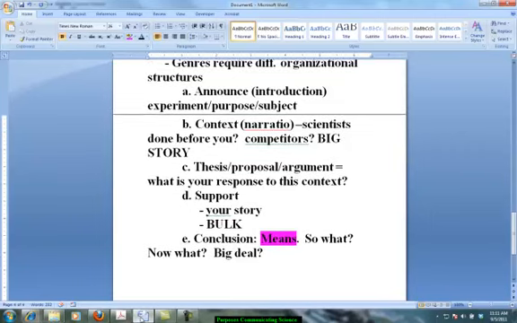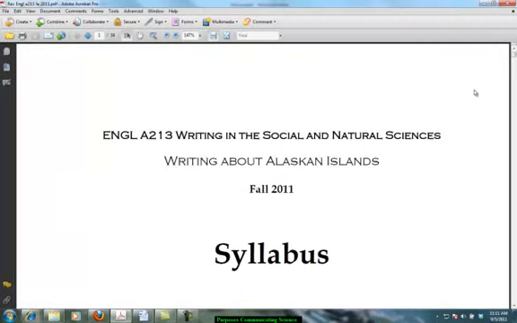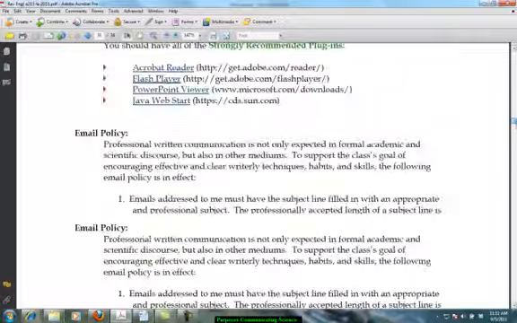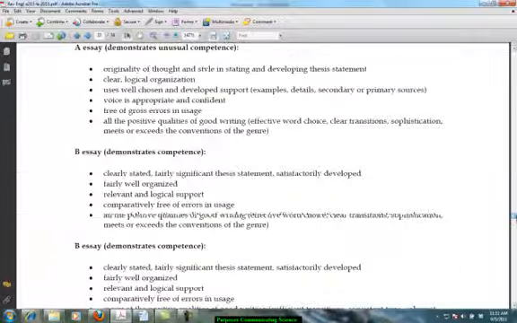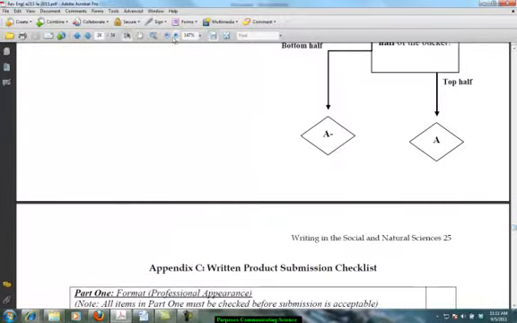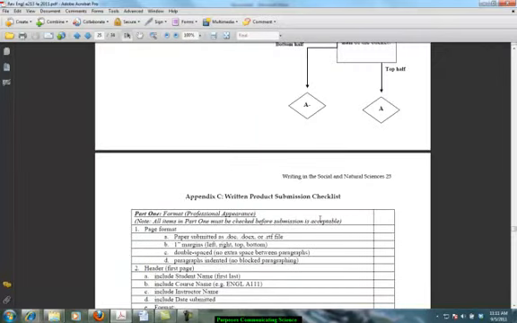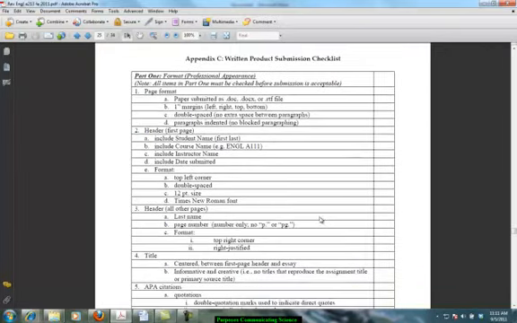To help us along the way, I'm looking in the syllabus right now, and if you read through the syllabus, there's this pretty lengthy checklist near the end. Let's make this a little bit smaller so we can see. In Appendix C, a written product submission checklist. What this does is help us during the writing and the message phase.